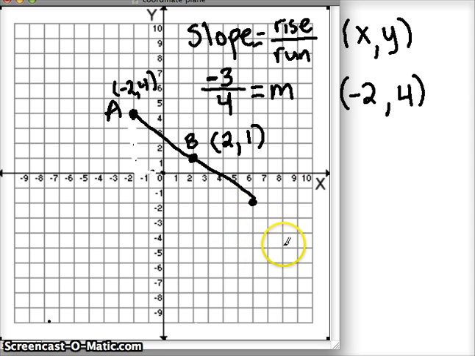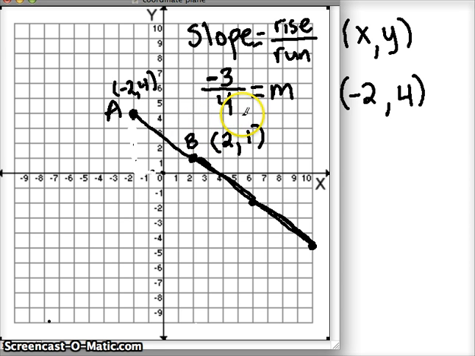1, 2, 3, 1, 2, 3, 4. This is good enough right here. So this is all supposed to be one line here. There we go, kind of, sort of. Alright, so it continues to have the same slope because it's the same line.